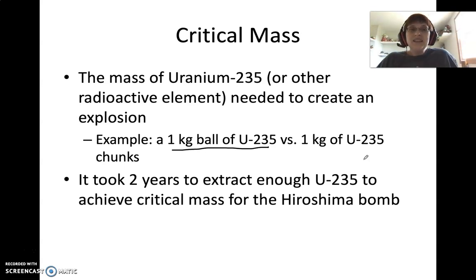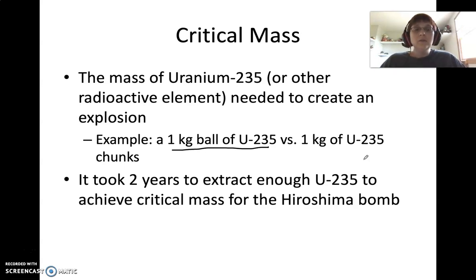To give you an idea of how long it takes to get radioactive elements to create a critical mass, it took 2 years to extract enough uranium-235 to achieve the critical mass for the Hiroshima bomb. So this tells you it takes a large amount of these radioactive elements in order to create a critical mass, at least for an explosion.